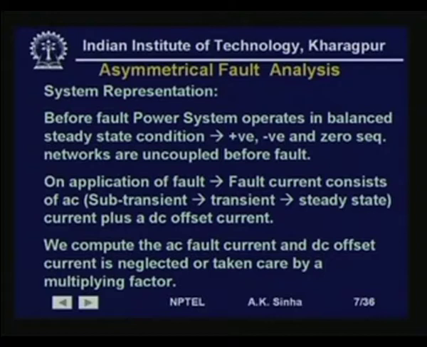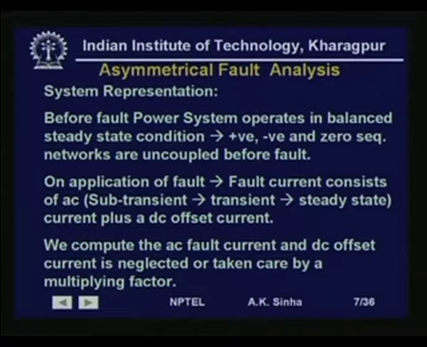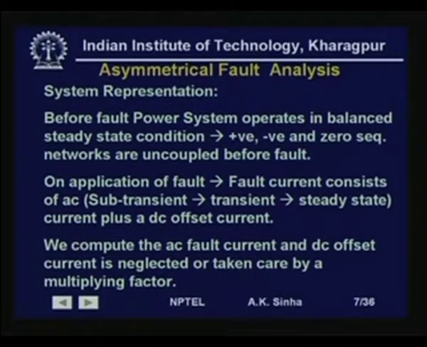Now, in order to do the asymmetrical fault analysis, we need to make the system representation, for which we make certain assumptions. For the system representation, we assume that before fault the system operates in balanced steady state condition. This is a valid assumption, because when the fault has not occurred, as we have said earlier, the system operates as a balanced three-phase system. Therefore, the positive, negative and zero sequence networks are uncoupled before the fault.